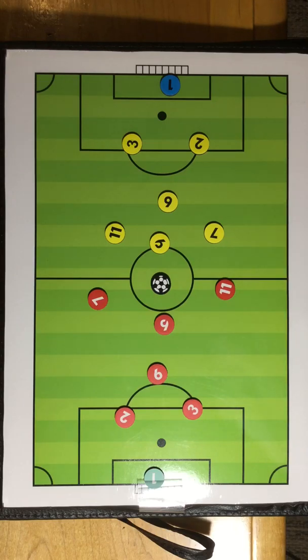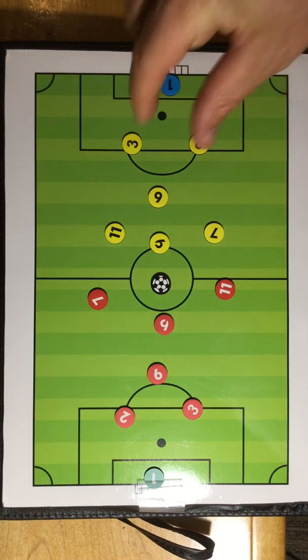This lesson we're going to be working on our defensive structure, and the yellow team is going to be defending and the red team is going to be attacking. So again, on defense, we want to try to keep the field as small as possible.